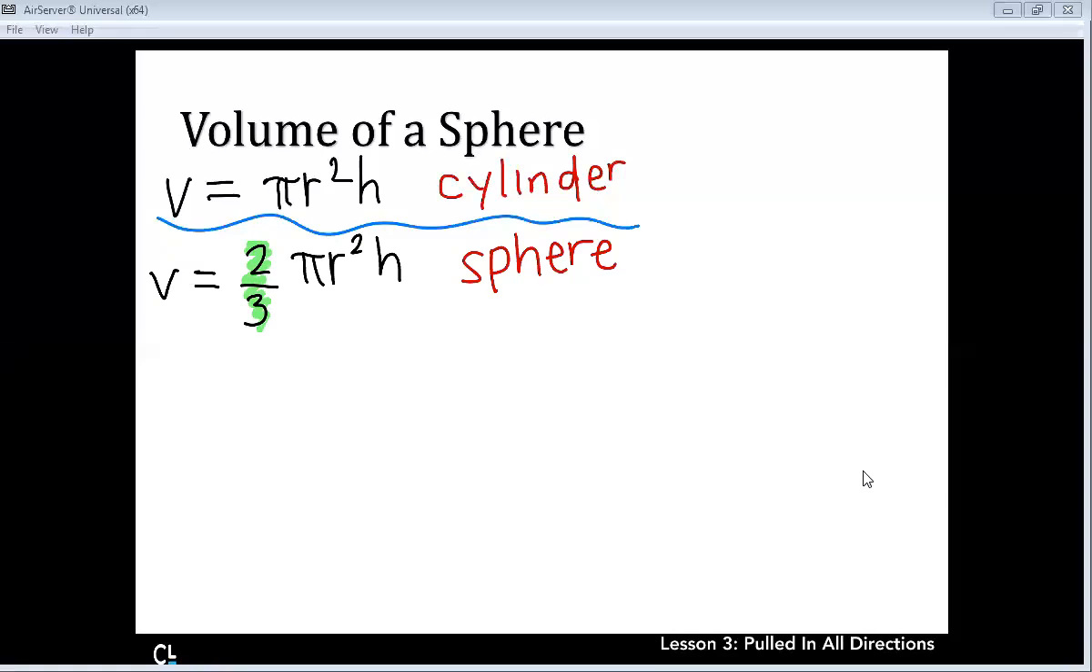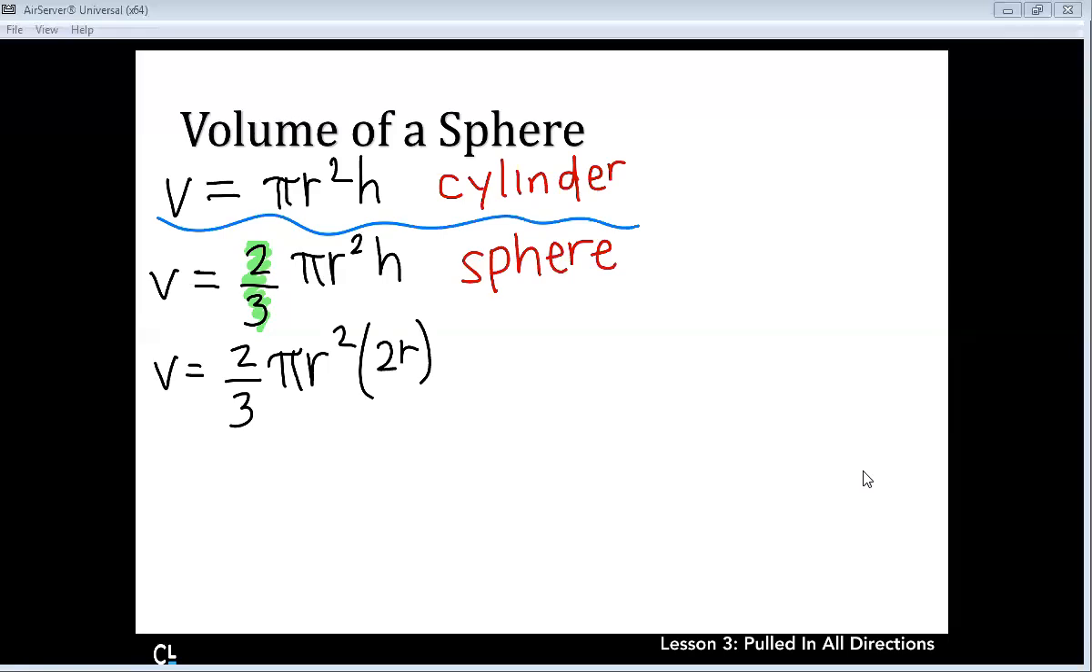We also said that the diameter of the sphere is equal to the height of the cylinder. So what we're going to do is replace height, the h, in our formula for the cylinder with 2r, since we know that the diameter is twice the radius. So we have, and instead of h, we're going to use twice the radius, 2r.